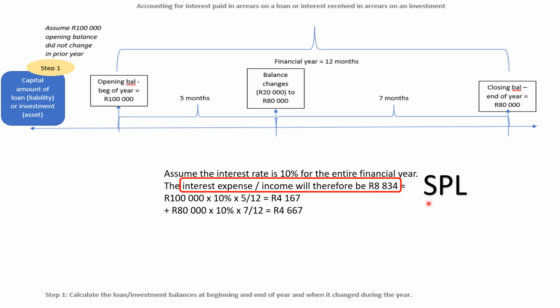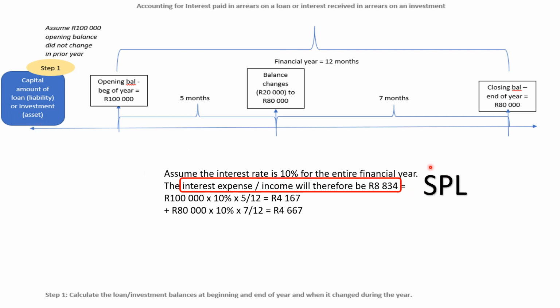So if you had to do the statement of profit and loss and you were dealing with a loan, then your expense for interest would be 8,834. But if you were dealing with an asset on which interest is earned, then your interest income would be 8,834. So it just depends on whether you had a liability or an asset. If it was a liability, you have an interest expense. If it was an asset, you have interest income.